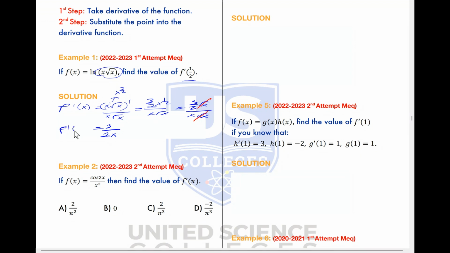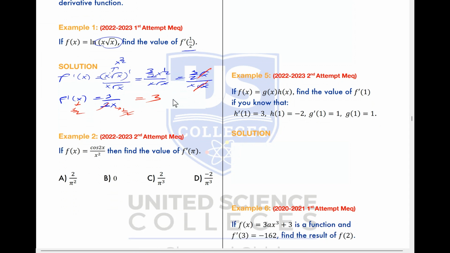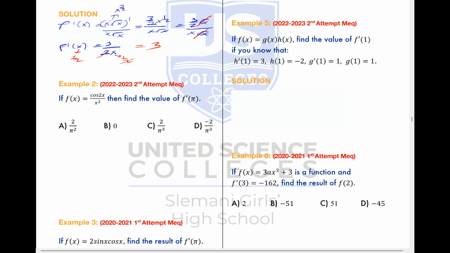So that's my derivative. It's asking about the derivative at the given value, 1 over 2. So all we have to do is plug in 1 over 2 for x. So in this case, the 2's will cancel. The result becomes 3. Alright. Let's continue with another ministry question involving trigonometry.